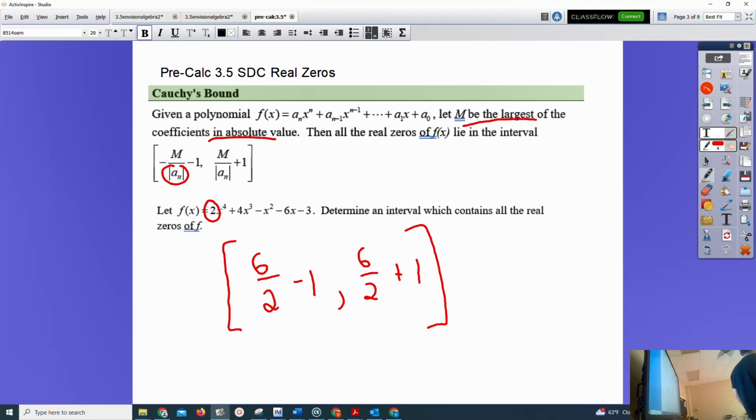The left boundary and the right boundary. Take away 1. It's negative M over a. Anyways, crank out the math. Negative 3 minus 1 is negative 4. 6 over 2 plus 1 is 4. If there are any real zeros of that function, they exist between x values of negative 4 and 4. That's it. That's where they're at.